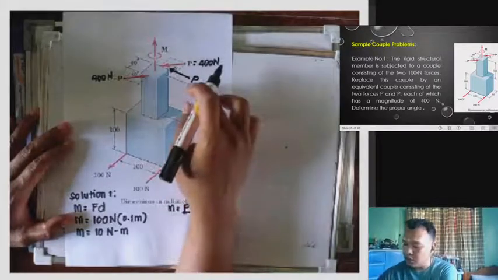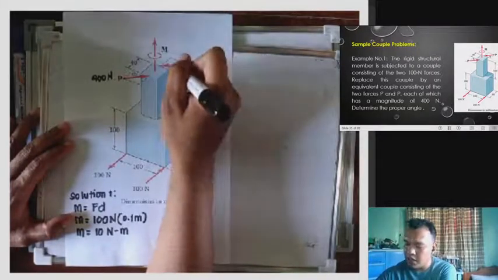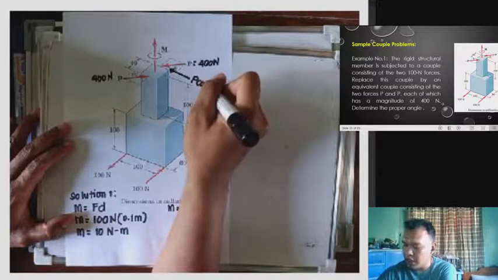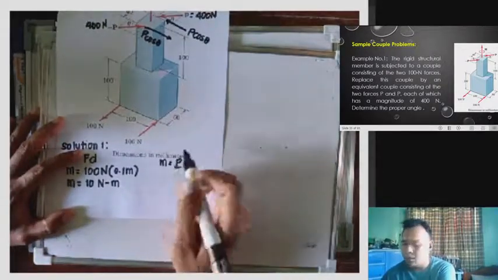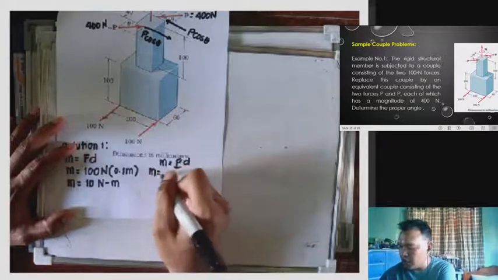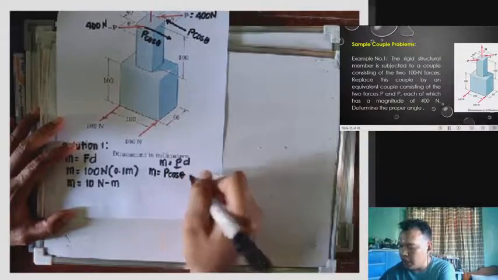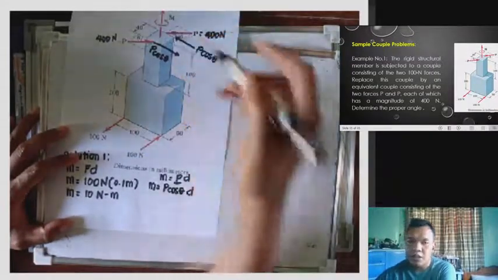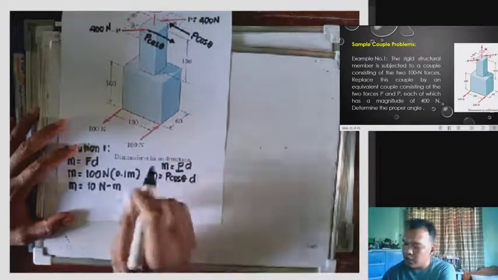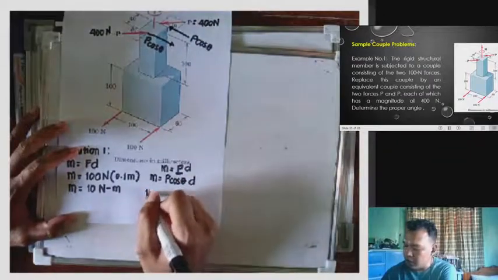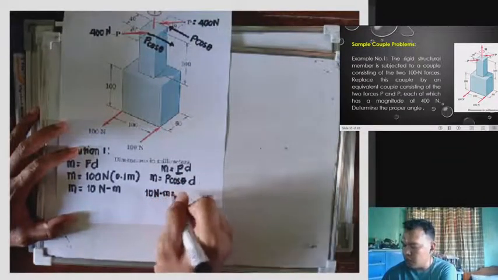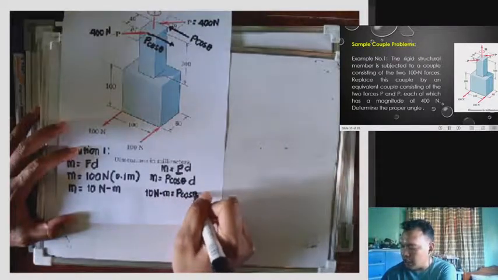Okay? So, yung P po na to is lalabas, since may P na 400 ka, may angle ka na dito, so lalabas yan ay P cosine theta. Tapos dito, opposite direction, pag gano'n naman siya, P cosine theta. So, therefore, dapat ang formula niyan is M is equivalent kay P cosine theta times yung perpendicular distance na D dito. Okay? So lalabas, kung ano yung couple dito na moment is ita-transfer lang naman natin dun. So lalabas ito ay 10 newton meter is equivalent kay P cosine theta times D.